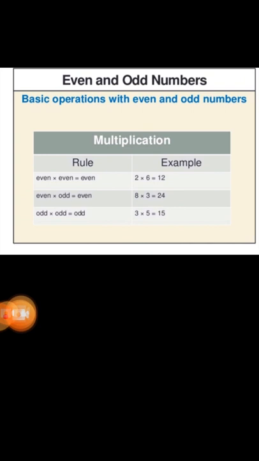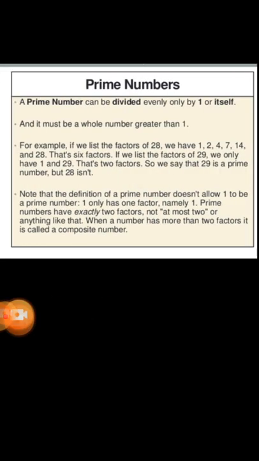Even multiplied by odd is always equal to even. For example, 8 multiplied by 3 is equal to 24. Odd multiplied by odd is equal to odd. 3 multiplied by 5 is equal to 15.